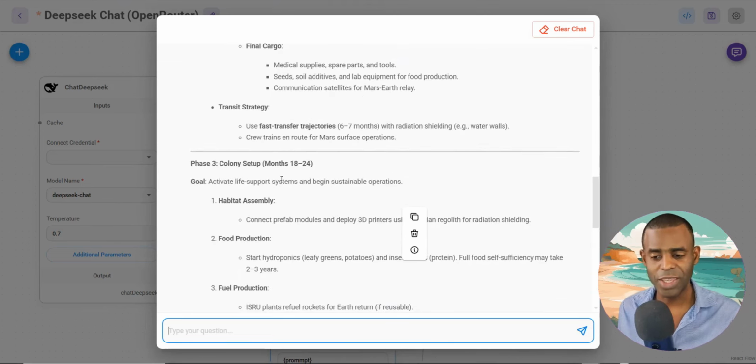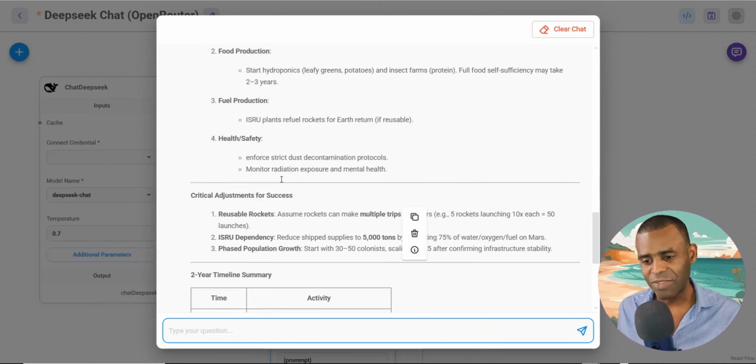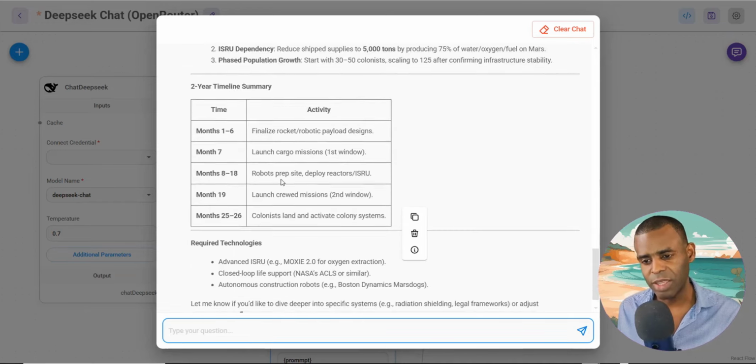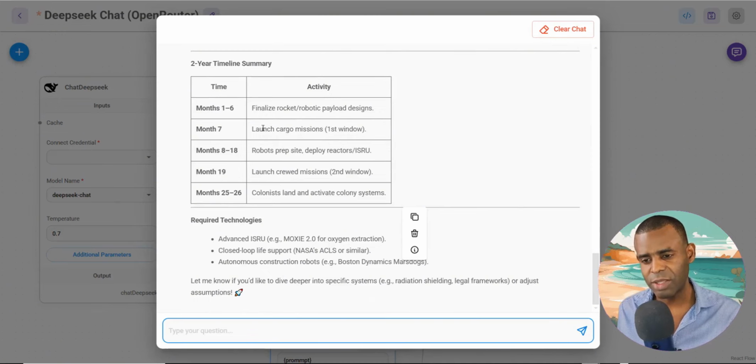So even though this is probably not realistic at all, it gives us some of the considerations, and a lot of really good detail, which is kind of what we're looking for here. It's breaking everything down. In months 1 through 6, we finalize the robotic and rocket payload designs, and by months 25 to 26, the colonists land and activate the colony systems. Again, it's not realistic at all, but you can see the way it's thinking.